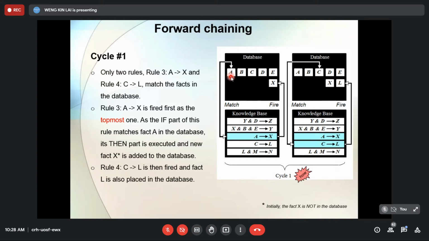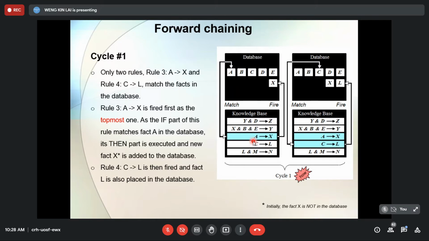So that is straightforward, I can see A is there. Therefore, rule number 3 will be fired, right? So after this is fired, then you put X over here in the database now. The next one will be: if C is true, then L is true. Do I see C, right? I can see it.